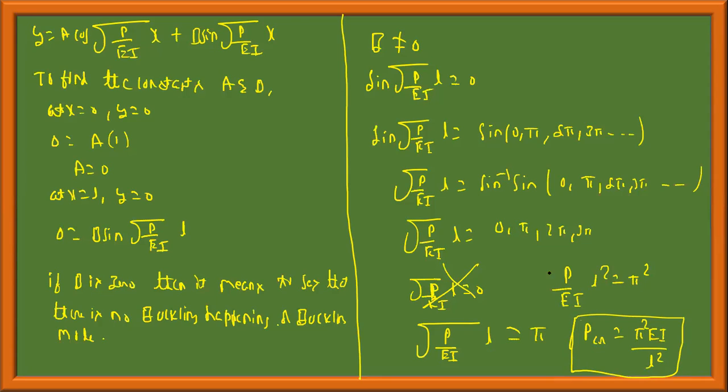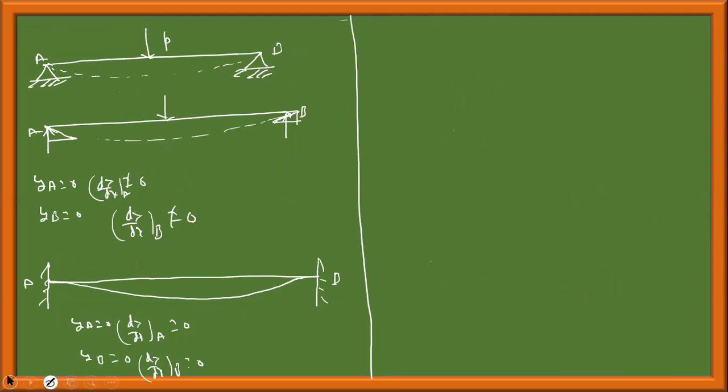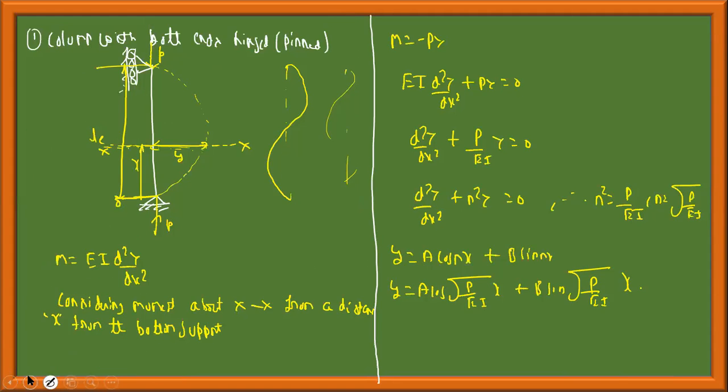This is the first buckling mode. If I consider 2 pi, the column may buckle like this, which is the second buckling mode. Similarly, the third buckling mode can have one more curve. Generally we stop at the first buckling mode itself, even though there can be higher buckling modes, because the column will fail in the first buckling mode. This is Euler's buckling load.